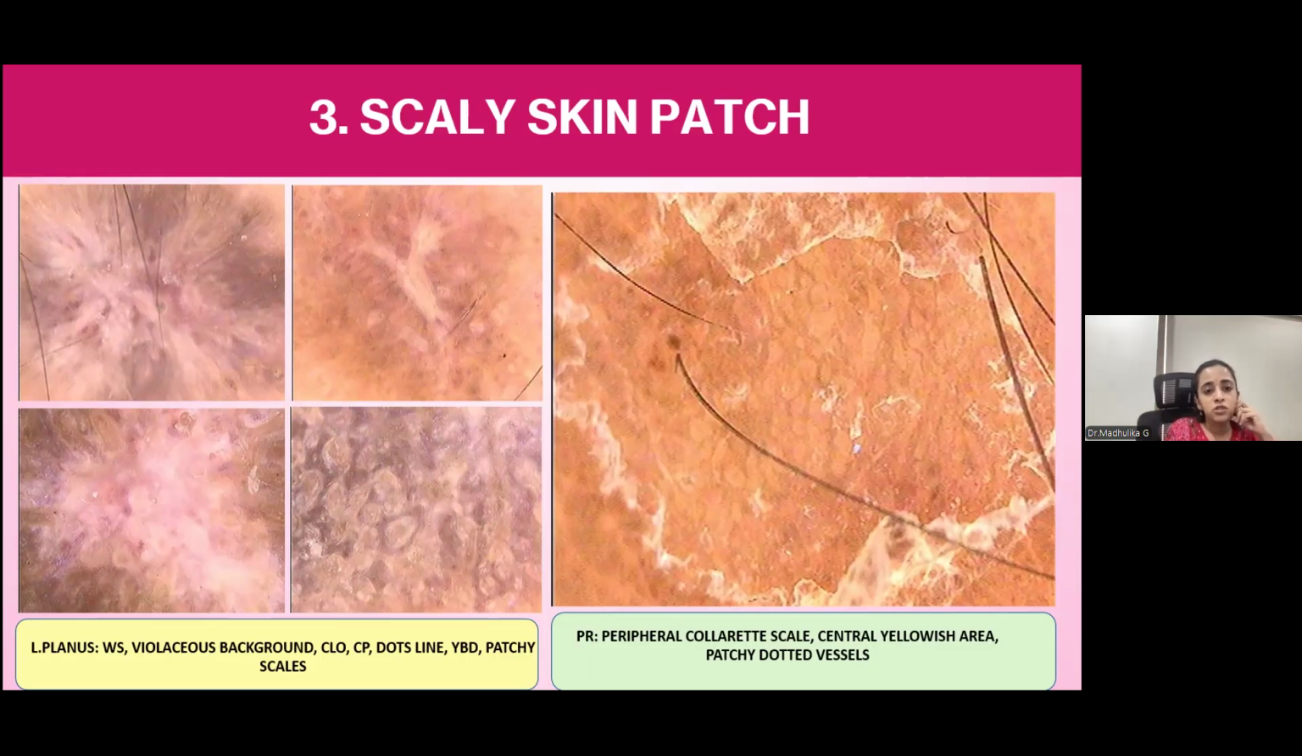So in pityriasis rosea, we again have another inflammatory condition, but it's not too inflammatory, and it's like a lesion that spreads from center to periphery. So it is inactive in the center, active in the periphery. So you see only a collarette scale. Next slide.